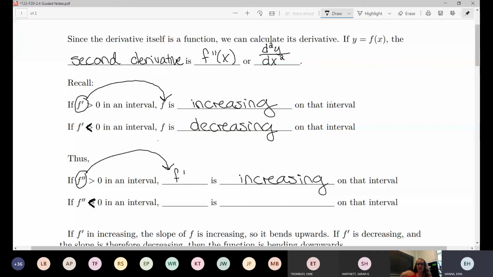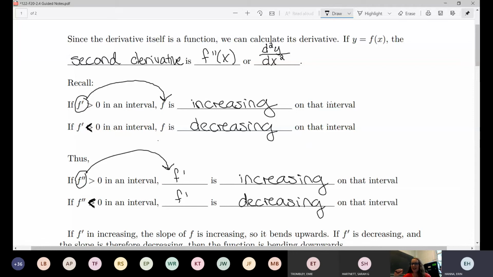It's the same idea as the thing above it, just with a new derivative now. And if the second derivative is negative, then the original derivative, the first derivative, must be decreasing on that interval. So we took this idea that we had already and now have mirrored it with this new derivative that we're going to talk about.